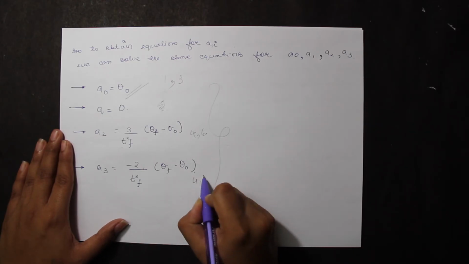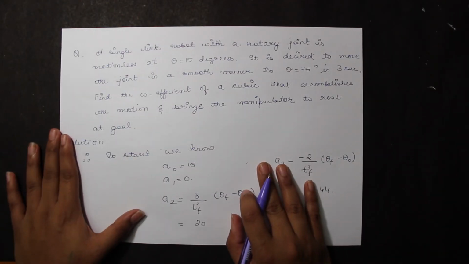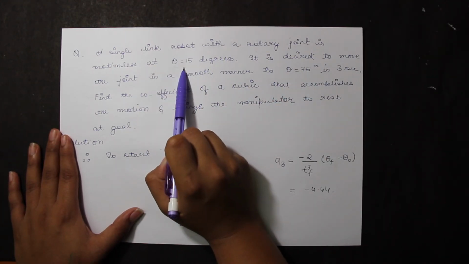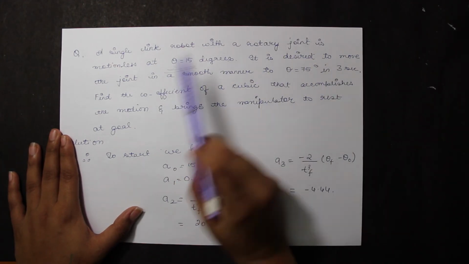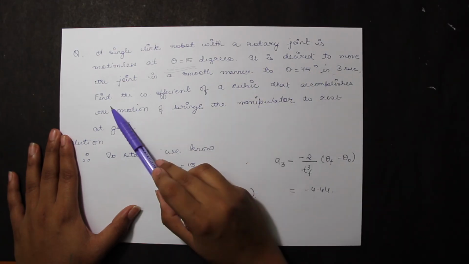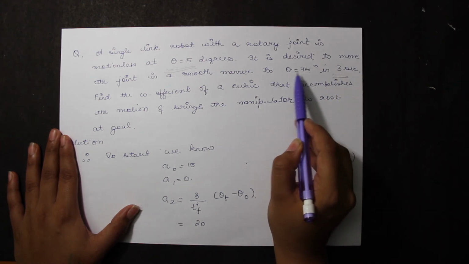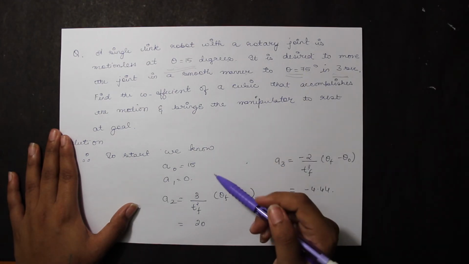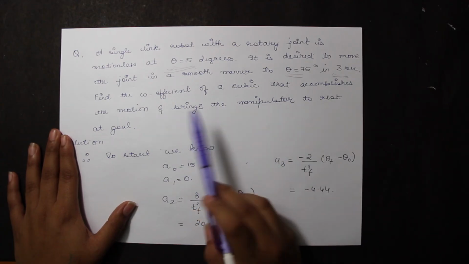Now let's quickly hop to a question. You can pause the video and read the question. A single link robot with a rotary joint is motionless at theta equals 15 degrees, which means our starting value of theta is 15 degrees. It is desired to move the joint in a smooth manner to theta equals 75 degrees in 3 seconds. That is, the time period is 3 and the theta final, that is theta of tf, is 75 degrees. Find the coefficients of a cubic that accomplishes the motion and brings the manipulator to rest at the goal.